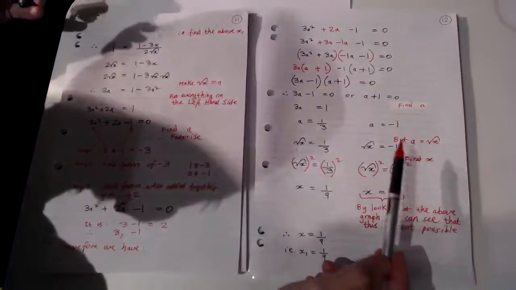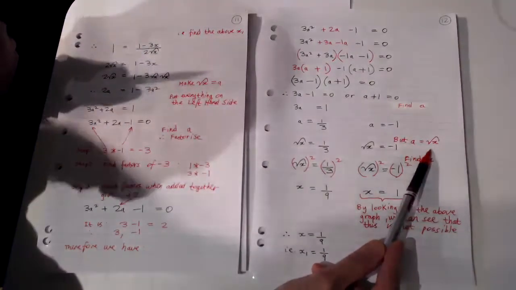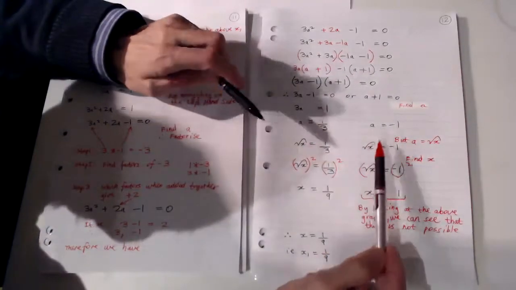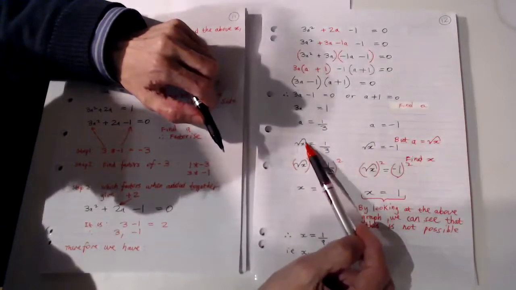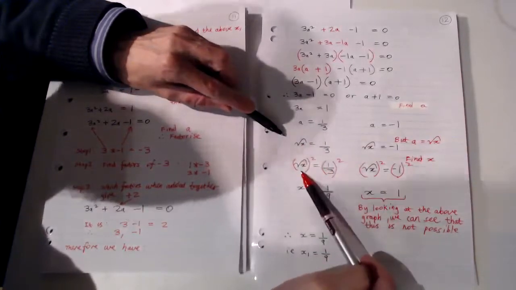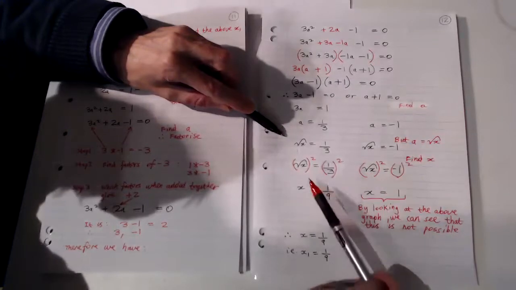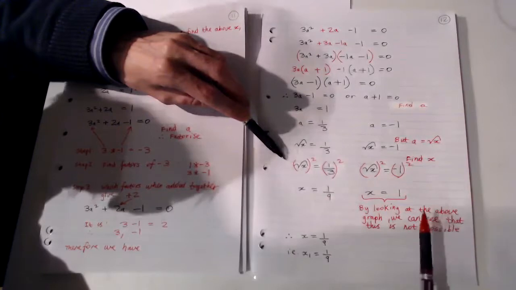But we know that in actual fact, a is equal to the square root of x. So wherever there's an a, you put square root of x. Because we're going to find x, then get rid of those square roots by squaring both sides. So you square both sides here, and you square both sides here. And you get x equals 1/9 and x equals 1.